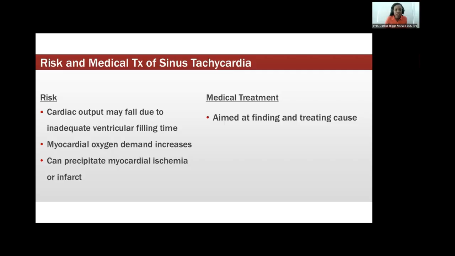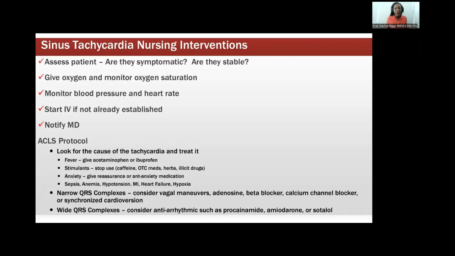Okay, so now let's talk about intervention. I'm going to sound like a broken record. Always assess your patient first. Do I have symptoms? Is my client stable? And you need your blood pressure and your heart rate to determine the answer to that. Then you're going to give oxygen, put the pulse ox on, monitor that blood pressure and heart rate, start an IV, preferably large bore, then call the physician.